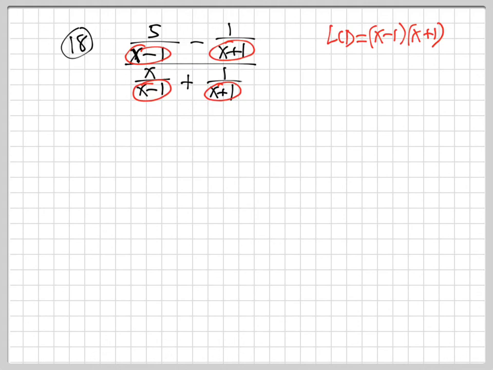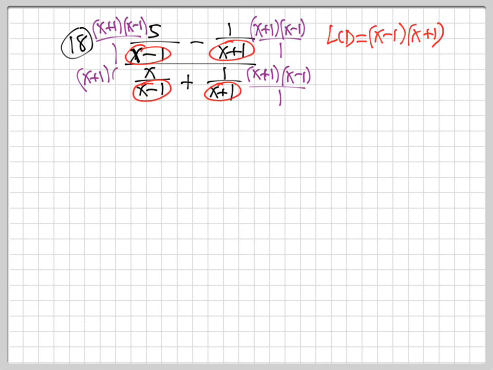And so what do we do with that thing? Put it over 1 next to every term: x plus 1, x minus 1 over 1. Good so far? That's what we always do with it, right? LCD over 1 next to all the terms.